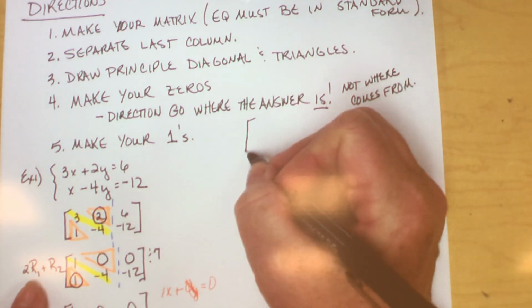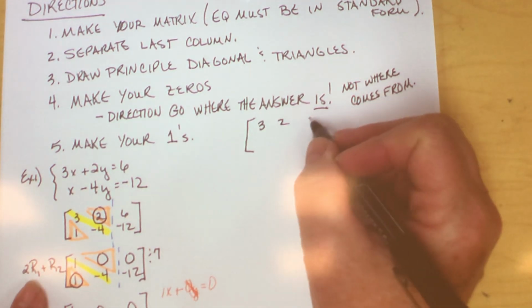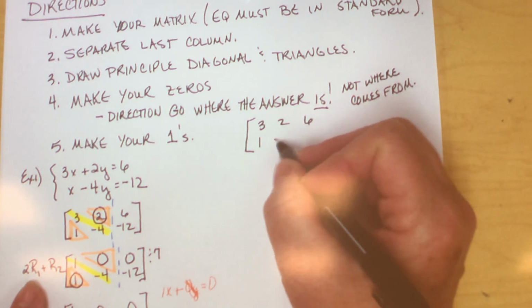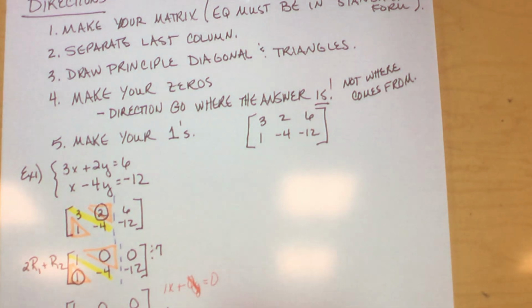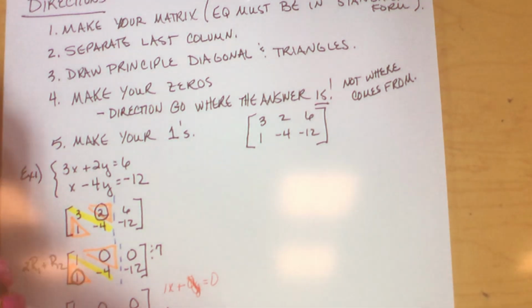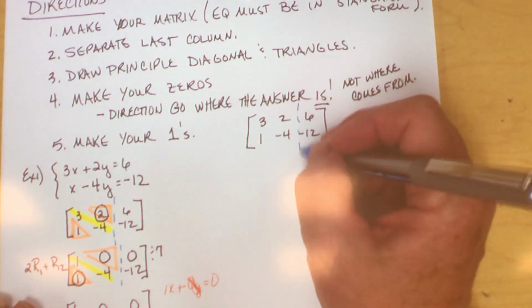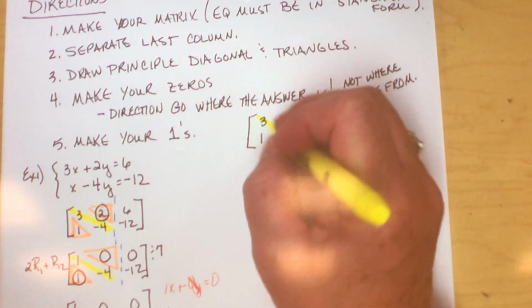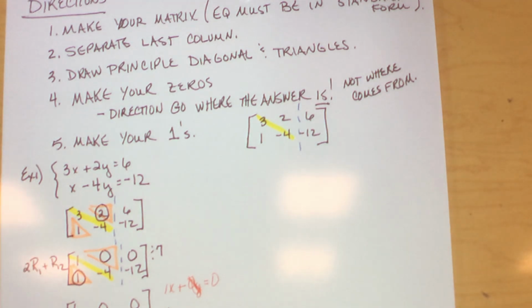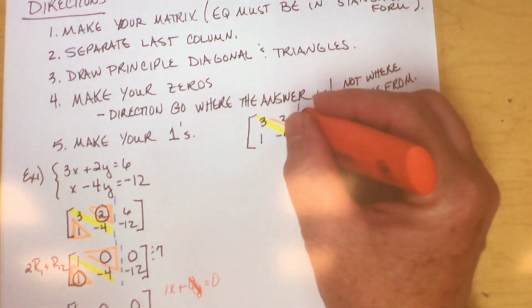I'll do the same problem. 3, 2, 6, 1, negative 4, negative 12. I'm not gonna do it this way, but I am gonna show you, because some of you might like it. All right, I'm gonna divide that off. Here's my principal diagonal. And here are my triangles. Can we use different colors like on worksheets? Yes.